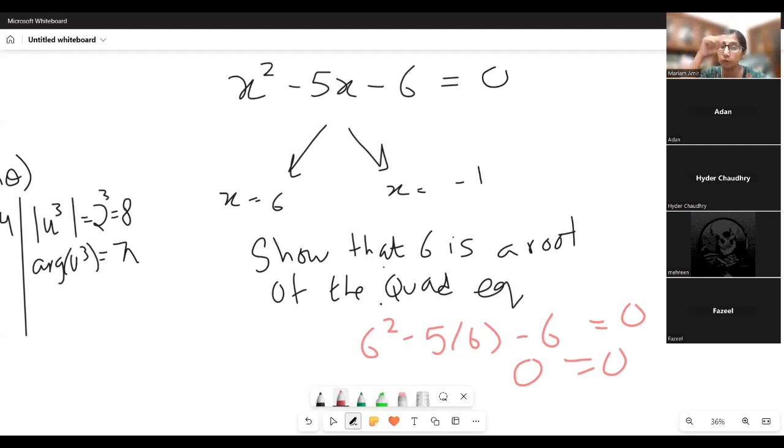ठीक है, proof करना है. तो यही हम इधर करें. ठीक है मैम, ठीक है.